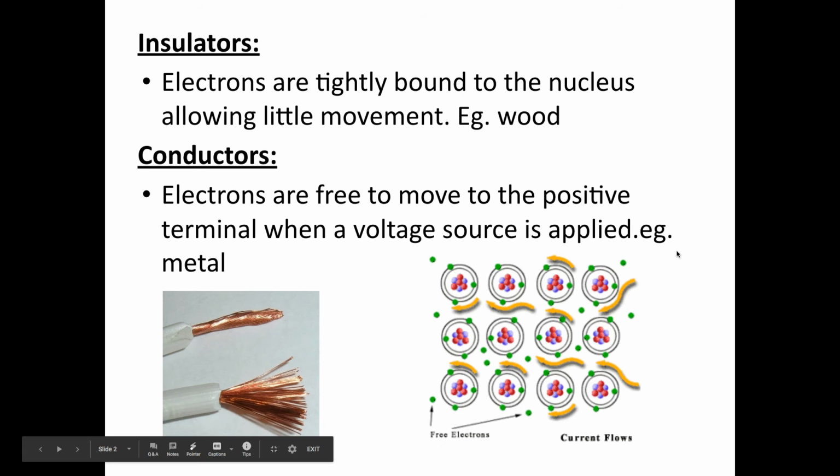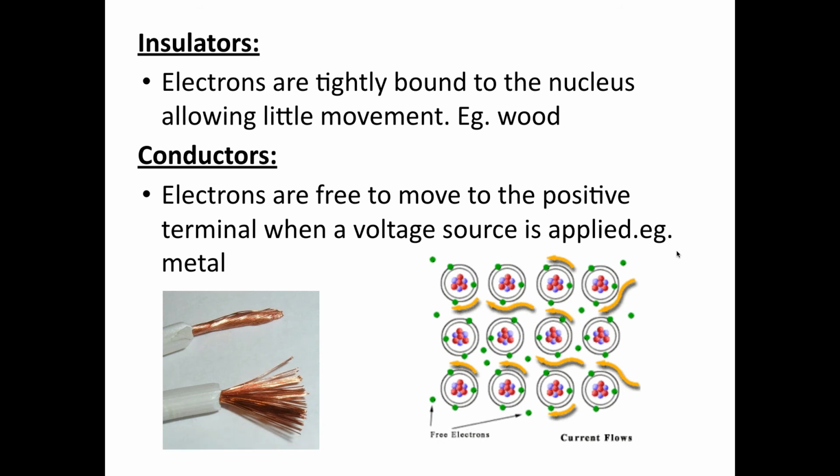Okay, so you may recall that we have two types of materials. We have insulators and we have conductors. Insulators will basically prevent the flow of electricity and they don't conduct electricity, whereas conductors, of course, allow the free flow of electrons and so on. So these are typically metals and these are typically non-metals.